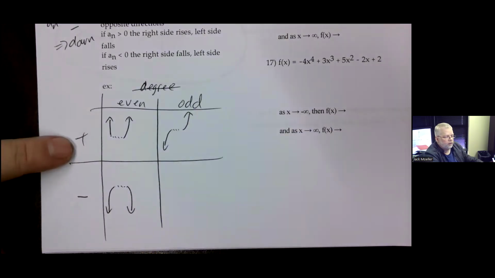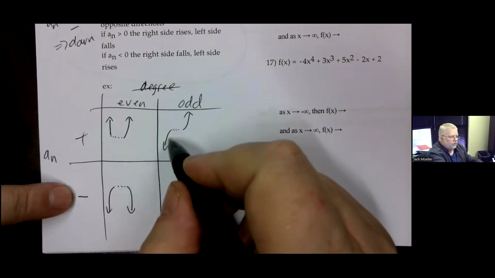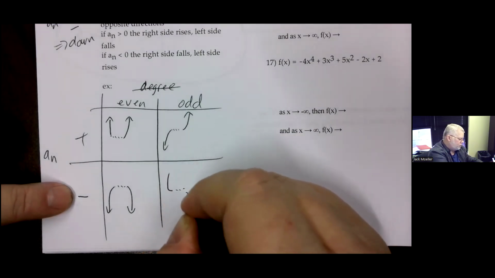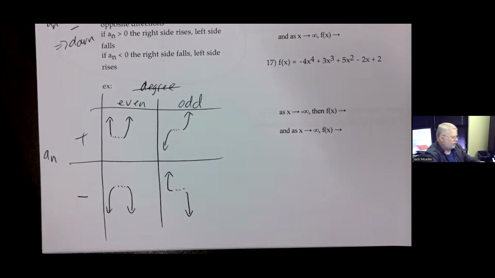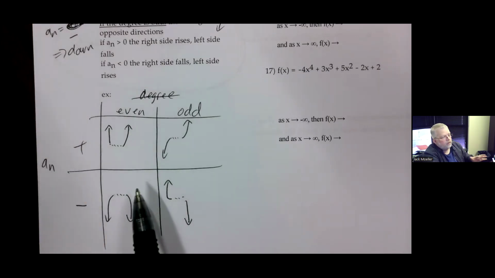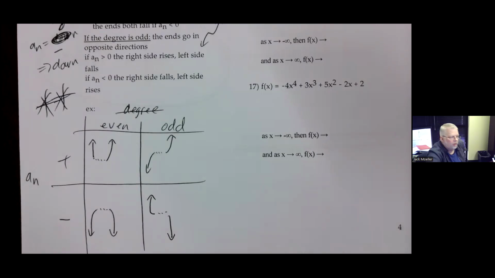So that's our positive leading coefficient. We have a negative leading coefficient, that's a vertical flip. So the downward part gets flipped up, the upper part gets flipped down. This right here is the key to all of these end behavior problems. No matter how they ask it, this is what you need to know. This is the most important part of this. Now, how we answer it depends on how they ask it.